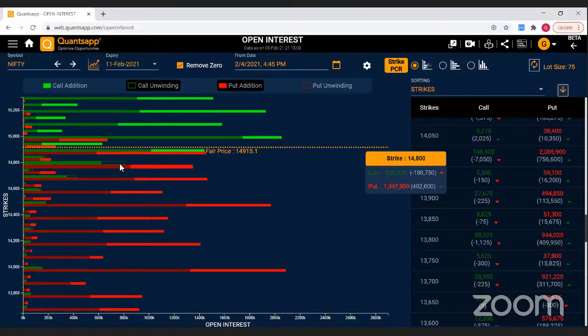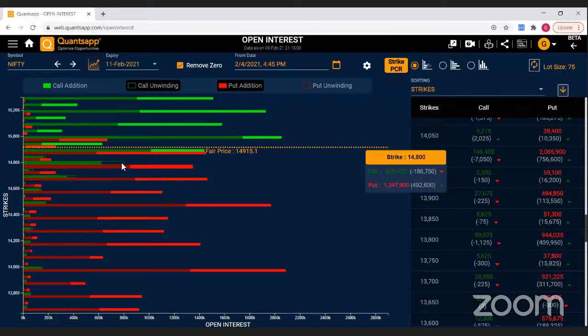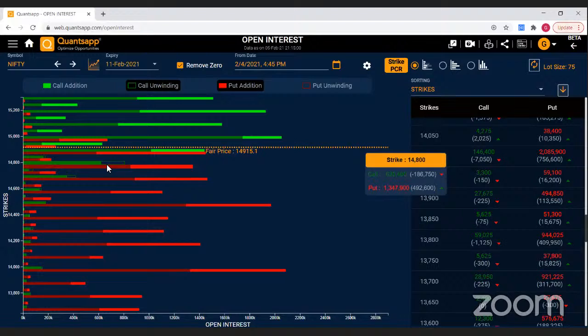So this is a level of 14,800, and just keep watching this particular table. And why I'm saying so, if you notice one thing, if I go to this particular strike of 14,800, I can see that call unwinding and the put addition were being highlighted in the black section. And the reason is that it's telling me that at the level of 14,800 there's a call unwinding happening. Even you can see the gap on this particular bar graph.